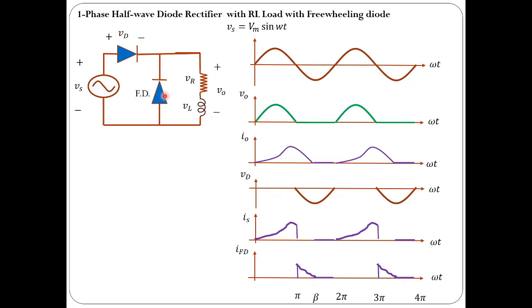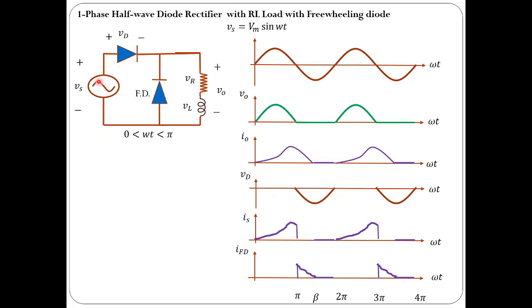Anyway, let me explain the operation. For omega t ranging from 0 to pi, that is during the positive half cycle, this diode would be forward biased, so the voltage across it becomes 0. The source voltage would appear across the load directly, and this is an RL load, right? So the current through this RL load would increase smoothly and follow this kind of wave shape till omega t is equal to pi. The voltage across the diode is 0, and during omega t from 0 to pi, during the positive half cycle, this main diode would conduct.